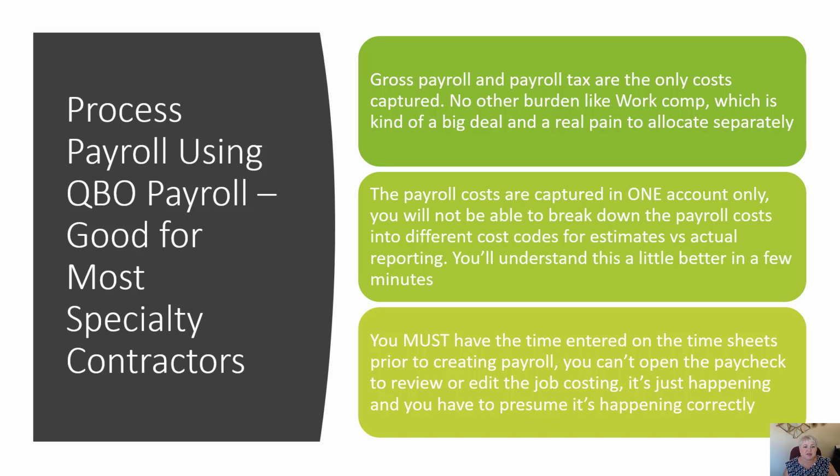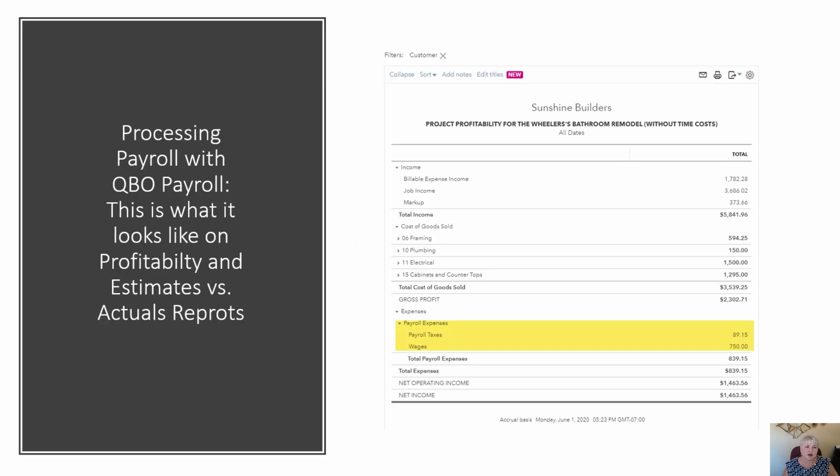You also must have the time entered on the timesheets prior to creating the payroll. You can't open the paycheck to review or edit the job costing. It's just happening in the background and you just have to count on it. This is what it looks like on your job profitability report. So you're going to see payroll taxes, wages, under payroll expenses, but you will not see it broken down by framing, plumbing, electrical, etc.